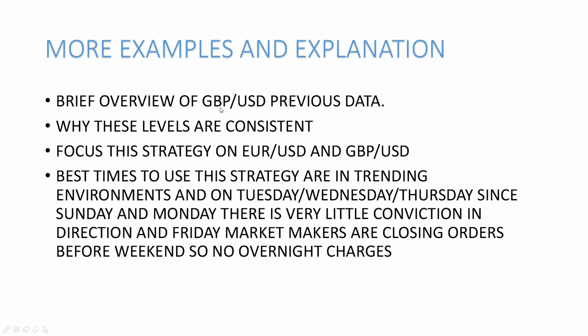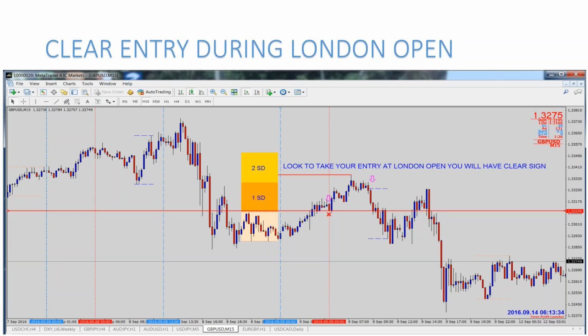So, a brief overview of the Great Britain pound US dollar previous data, and why these levels are consistent. Like I said, I'm going to bring you through live charts now. Why these levels are consistent is because this is the central bank dealing range. So as I've said here, we've got the central bank of the United States. What it's doing in this time zone is algorithmic based, so it's looking for float. So it knows it has stop and buy orders here.